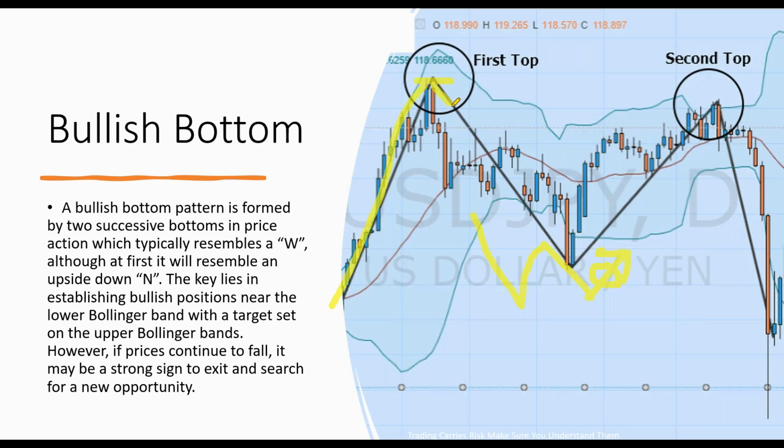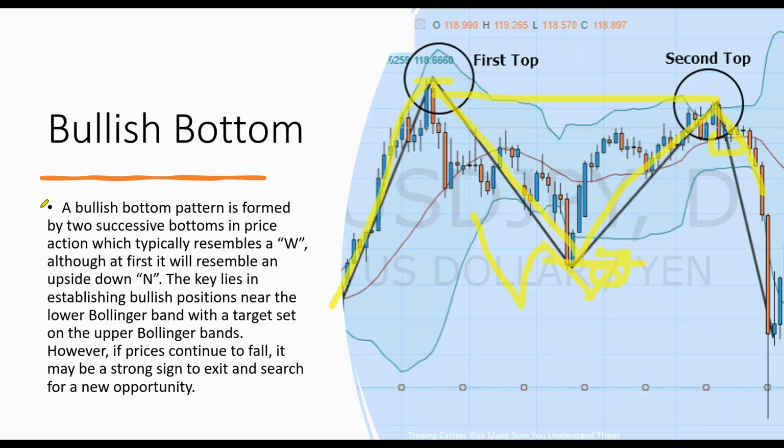Forms a top, comes back down, forms a neckline, comes back up and makes that second top equal to the first top, comes back down. When it breaks this moving average, we would have a very strong buy signal.